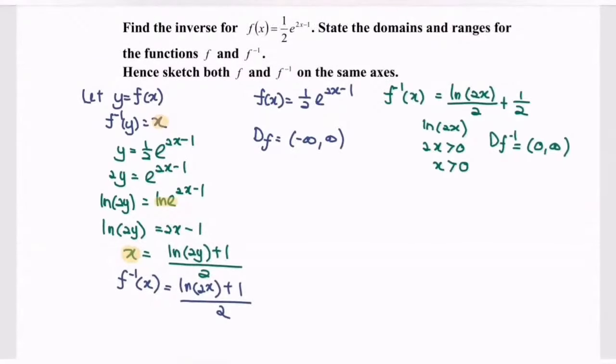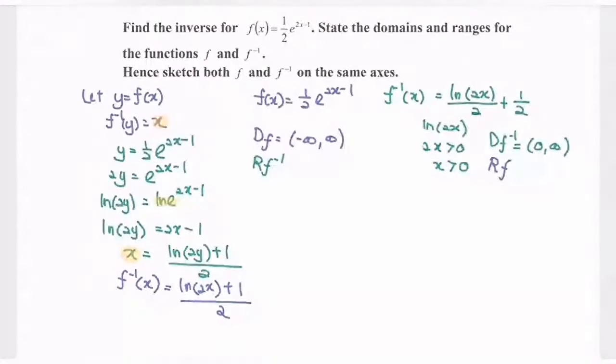So do remember, the domain for f actually is equal to the range for f inverse. As for the domain for f inverse, actually it is the range for f because they are inverse to each other.